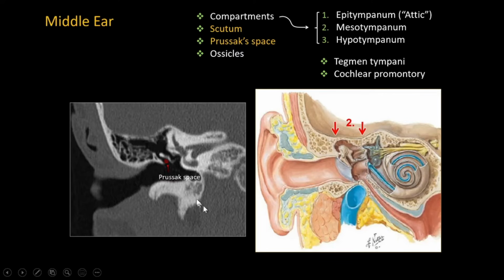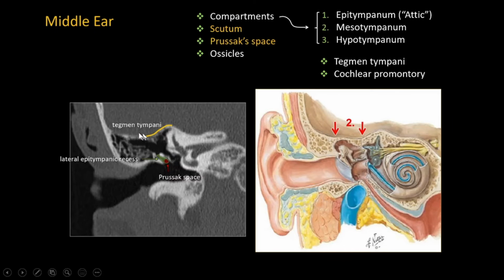And another space that you should be looking for, right next to scutum, is a small space called Prussak space. It's that small space right between scutum and the adjacent ossicle. For those of you who do not like eponyms, this entire space is referred to as lateral epitympanic recess, and the very inferior portion is the Prussak space. And we will talk about why we need to inspect this space and why we need to mention this space.